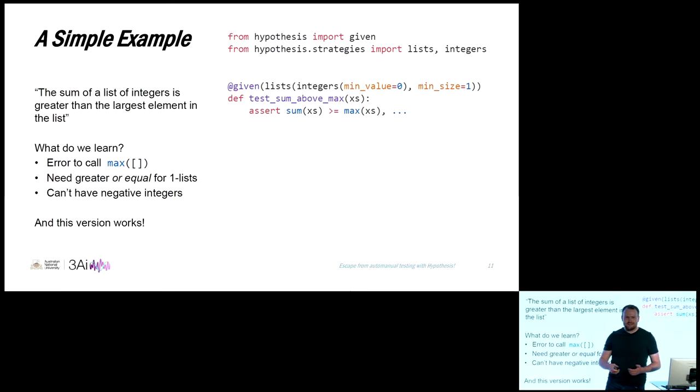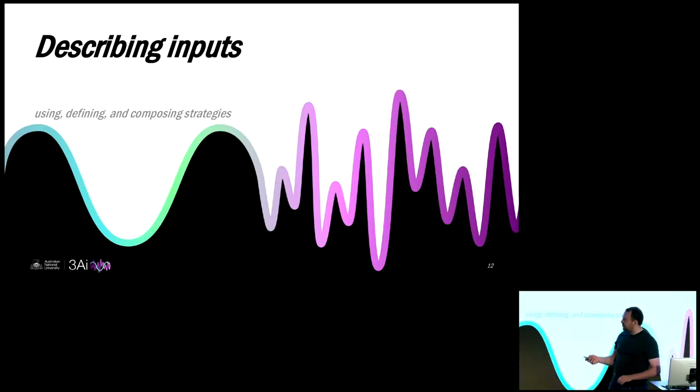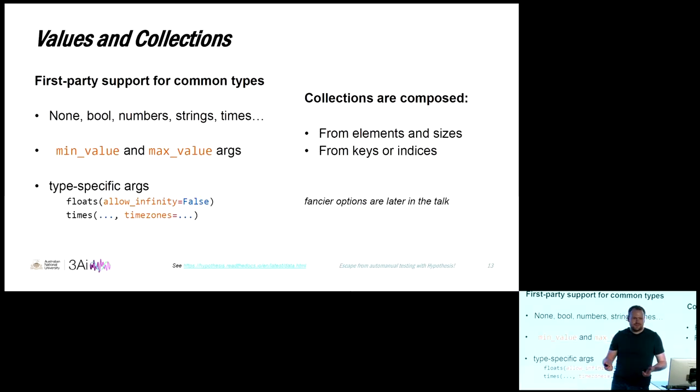But the basic principle is that humans are not so good at thinking up thousands of slightly different tests. That's the kind of work that we should leave to computers, and because we're programmers, we have a program to do that. So Hypothesis gives you a huge number of ways that you can describe your inputs. We've seen lists of integers, but there are a number of other strategies, we call them, to generate values or collections of values. Most of them, you know, we have none, booleans, floats, integers, datetimes, times, all the kind of standard library types that you might use.